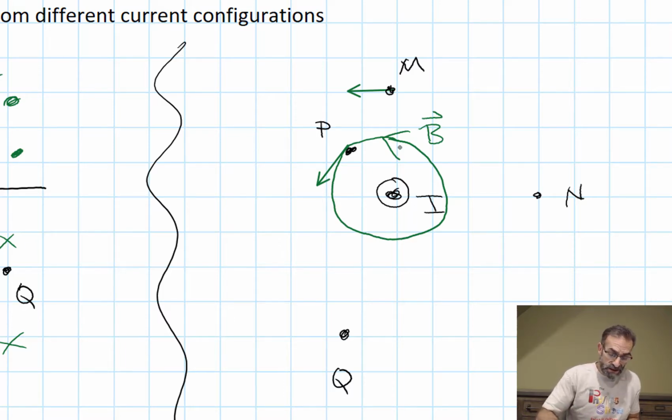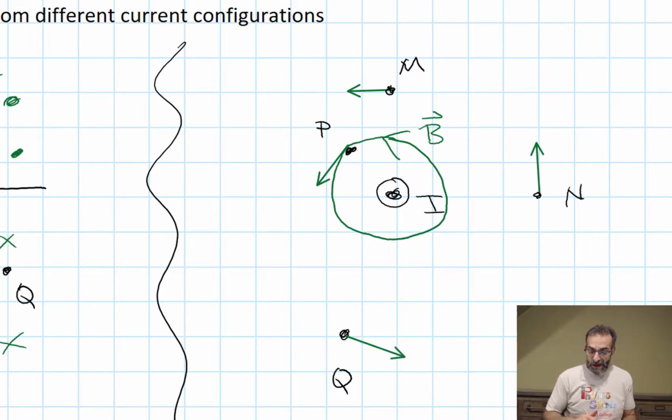At N, my magnetic field points toward the top of the page. And at Q, it would be tangent to the circle, probably in a direction like that.